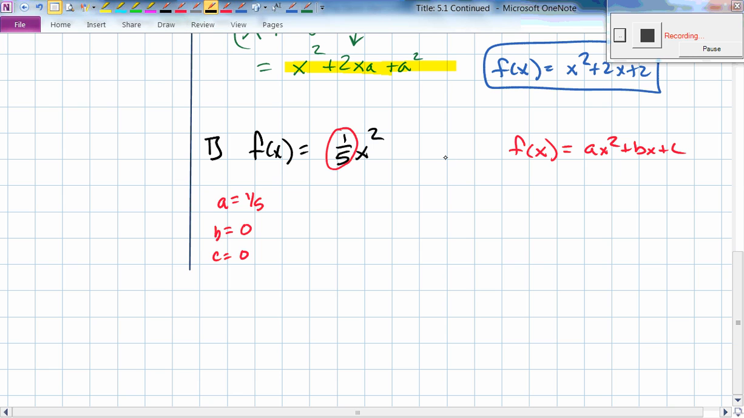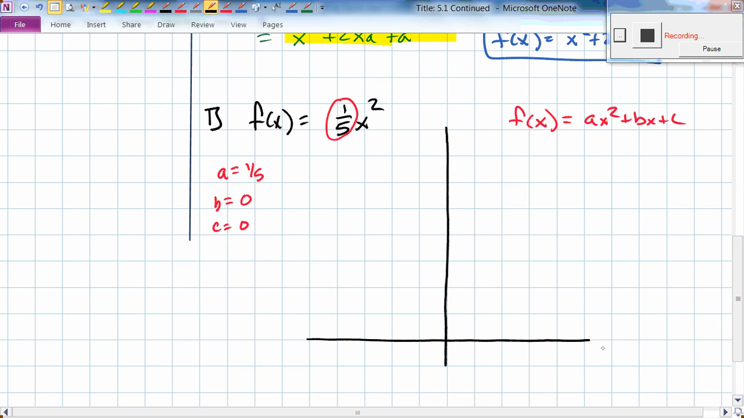So let's go ahead and do a little bit of analysis here. Make yourself a nice coordinate plane. Here's x, here's y. And let's put on the graph f of x equals x squared first. So I know 0, 0 is on the graph. I know 1, 1 is on the graph. And I know 2, 4 is on the graph.